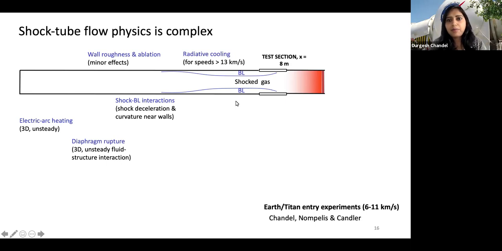As the shock moves from the diaphragm to the test section, there is a formation of a boundary layer at the wall, which again interacts with the shock and leads to the deceleration and curving of the shock at the wall, which is one of the dominant physical phenomena happening in the shock tube. So once you have the shock at the test section, it's not a normal shock wave anymore.